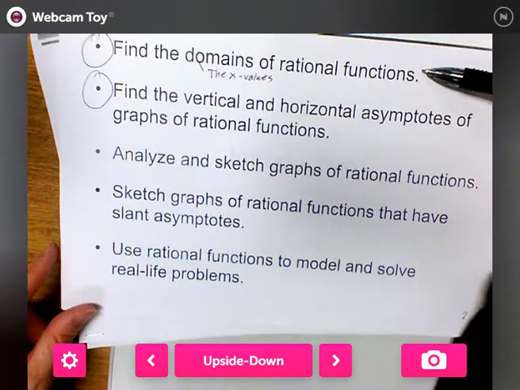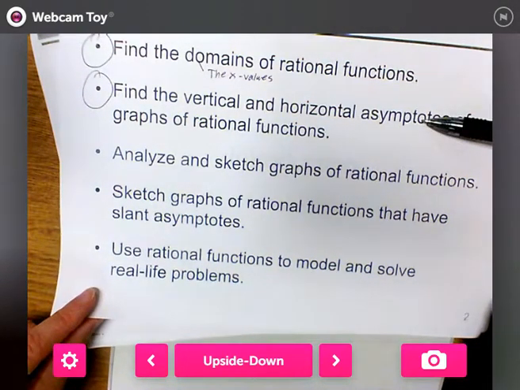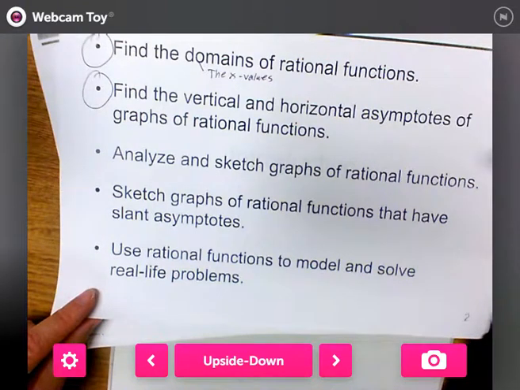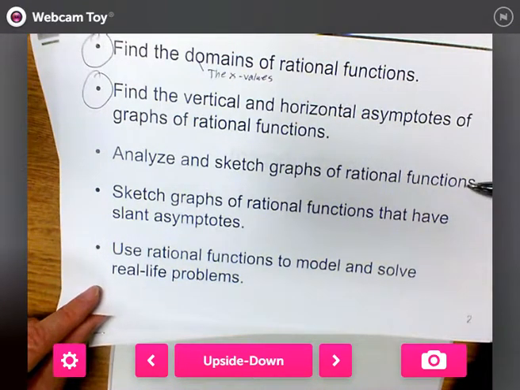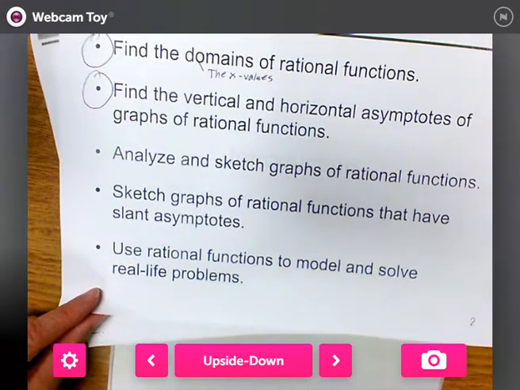Find the domains. Those are the x values of the rational function. Find the vertical and horizontal asymptotes. Analyze and sketch graphs of rational functions. Sketch graphs of rational functions that have slant asymptotes. And use rational functions to model and solve real-life problems.